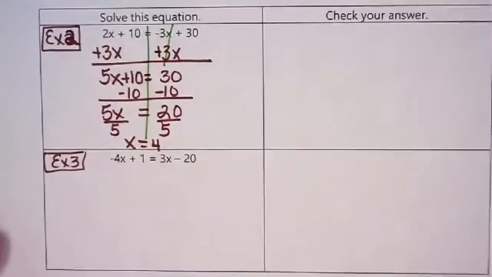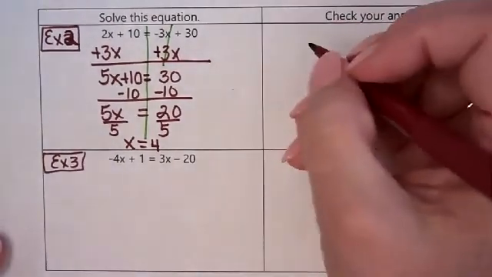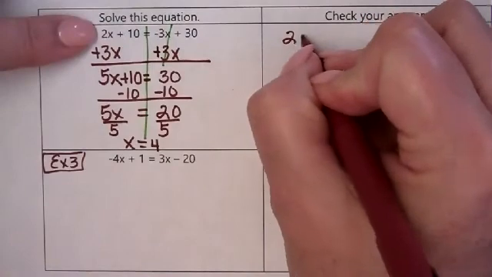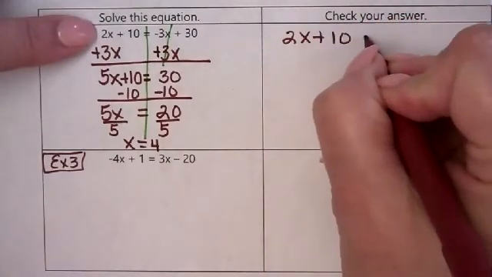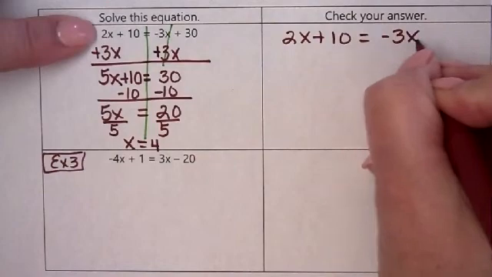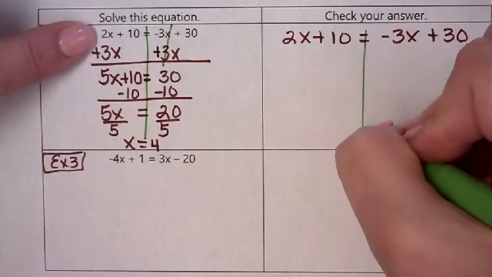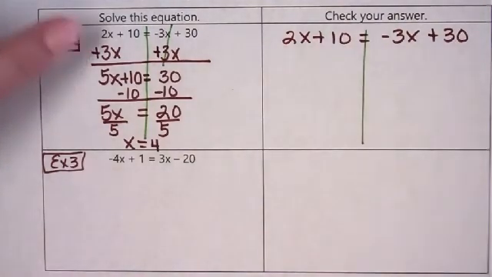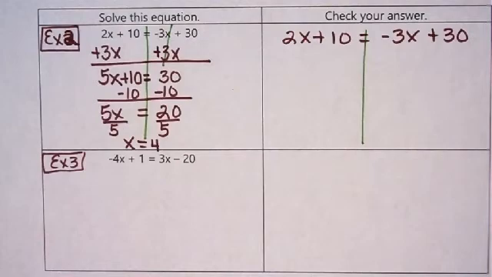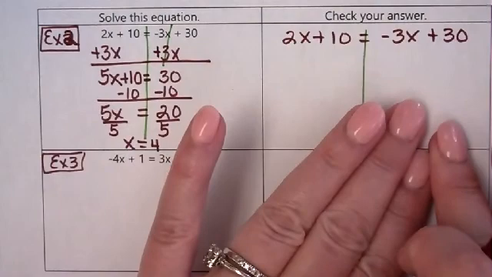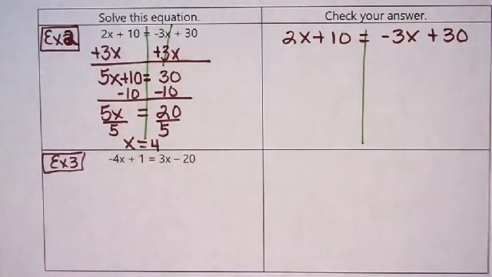Okay? Now, checking. First thing we do when we check anything is write down our original problem. So I'm going to write down 2x plus 10 equal to negative 3x plus 30. And right here, I'm going to put in my river, just like that. Now, just like we did in the last video notes, I know that I'm going to have to do a little bit more work on this side and some more work on this side. I'm going to work with one side at a time with the checking, okay?